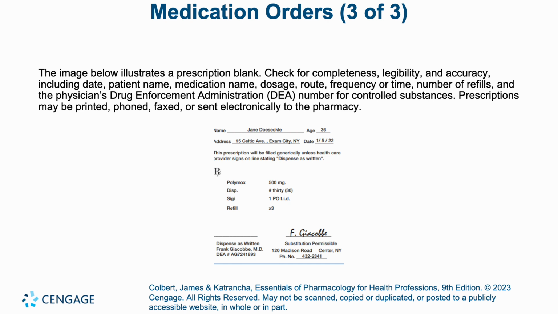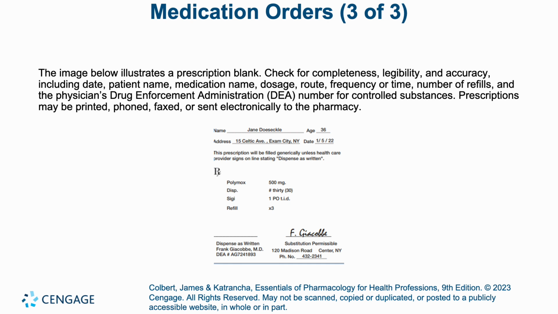So the name on this one is Jane Dosage, so we've checked that one. We have the name. The address, which is not part of our 6 checks, but important to know where we're sending this to. We have the name of the drug, Polymox. We have the dosage, 500 milligrams. We have the frequency or time, 1 PO/TID, so 1 of these capsules by mouth 3 times a day.